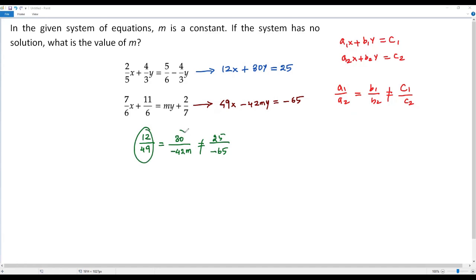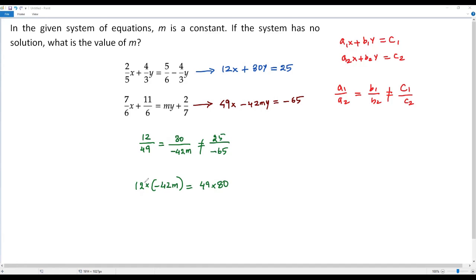Okay, since these two ratios are equal, we can consider this particular equation, and now we have to solve for m. Let's do cross multiplication. That is, we have to multiply the numerator over here by this denominator. Then we get 12 times negative 42m, and we have to multiply this numerator by this denominator. Then we get 49 times 80.